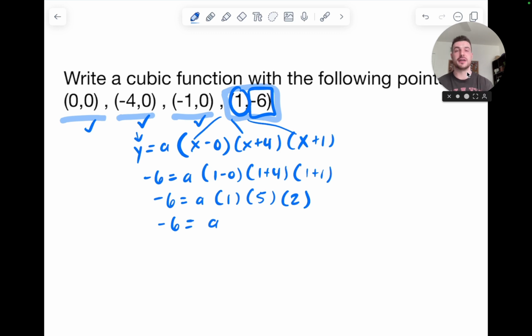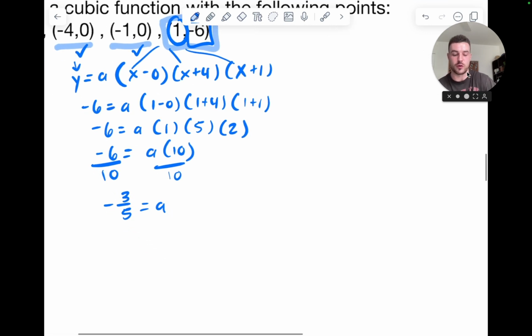1 times 5 is 5, times 2 is 10. And so now I'm going to divide by 10. And I end up with something that's going to simplify to a negative 3 over 5 as my a value. So this is kind of the example I was talking about. We have a leading coefficient that is going to be fractional. And again, that's fine. It doesn't really change a whole lot for us.